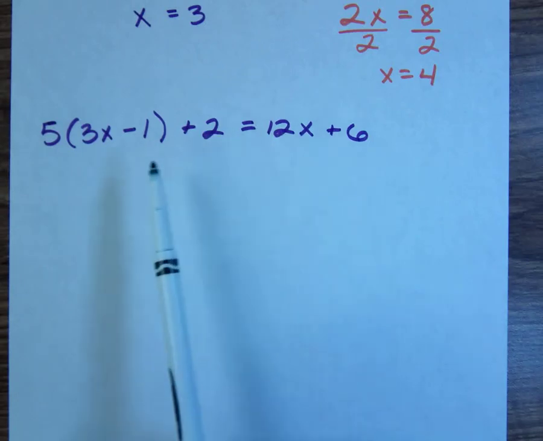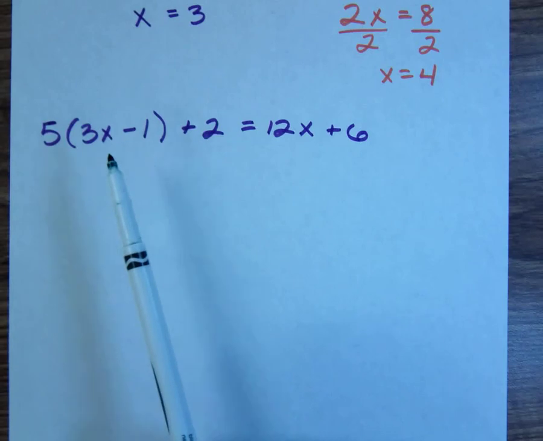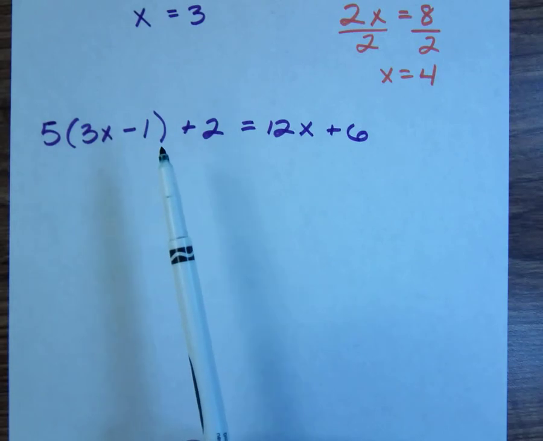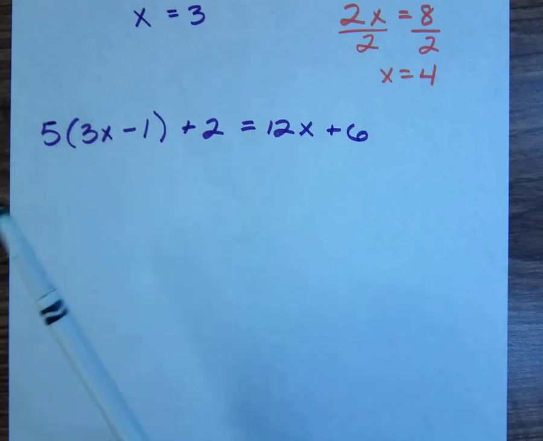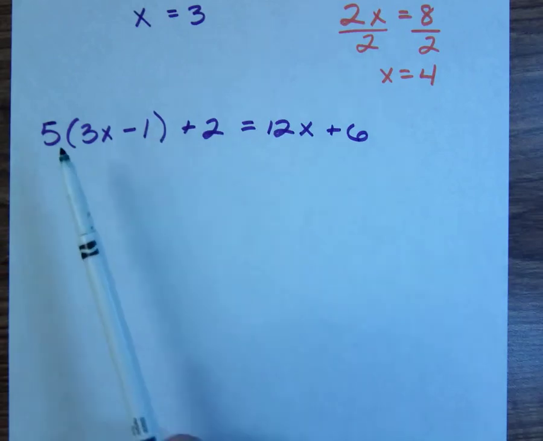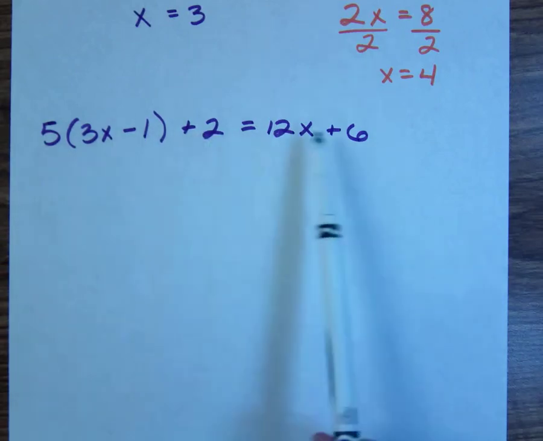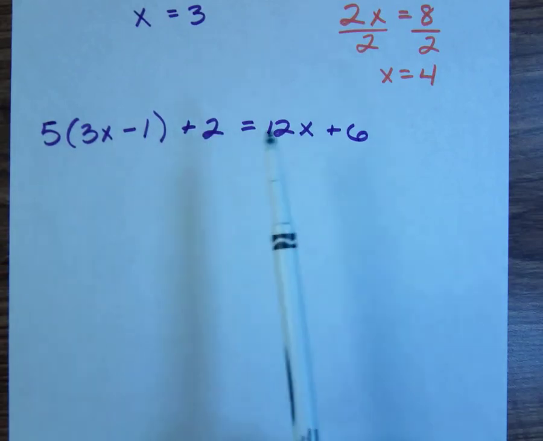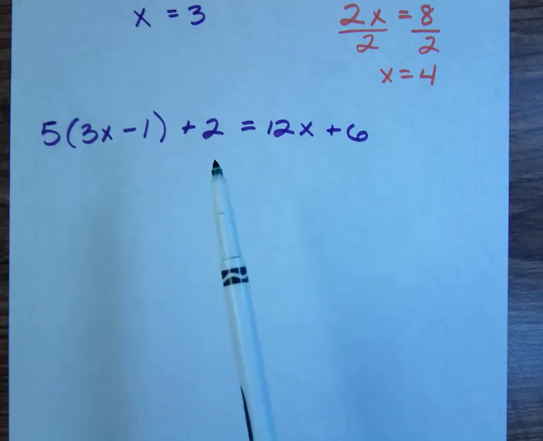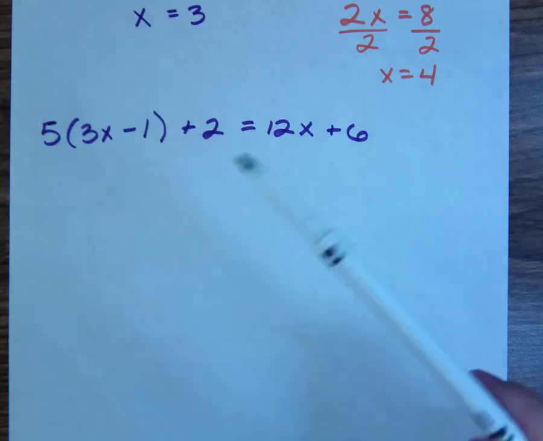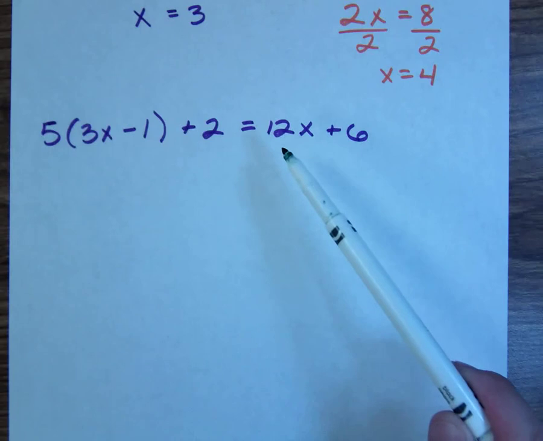Another one of our issues is this set of parentheses here that we're going to have to deal with. And then we've got numbers all over the place, just plain old constants without an x. So we got a 5 and a -1 and a 2 and a 6. And at some point, all of those are going to have to be moved to the same side of the equals as well. Our ultimate goal here would be to get x on one side of the equals and everything else on the other side.